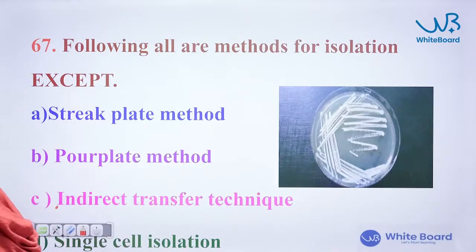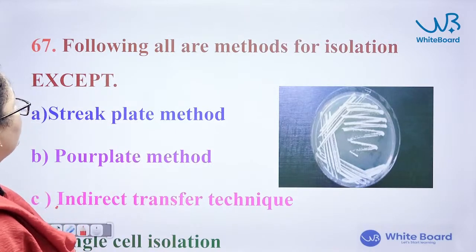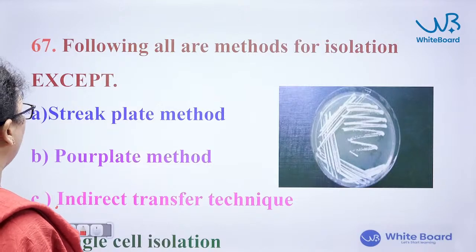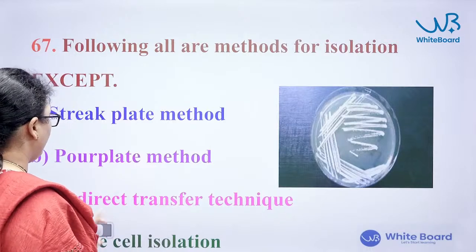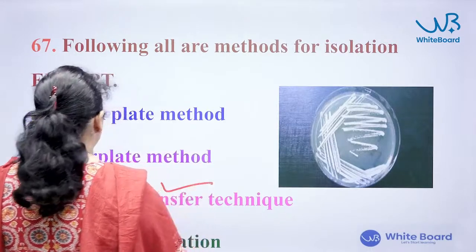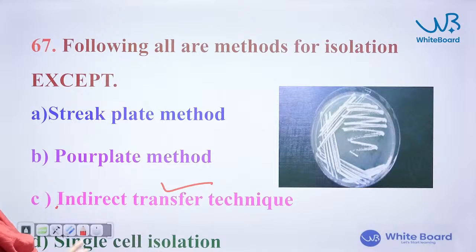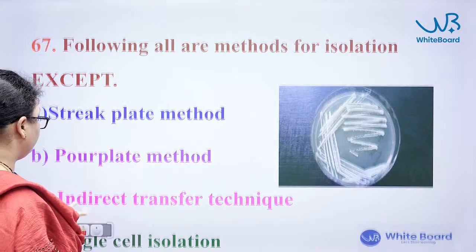Next, following are the methods for isolation except, okay. So, streak plate method, no. Pour plate method, no. Indirect transfer technique, yes. Single cell isolation, no. So, the correct answer is option C. This is the method that will not be used, while all the others will be used.